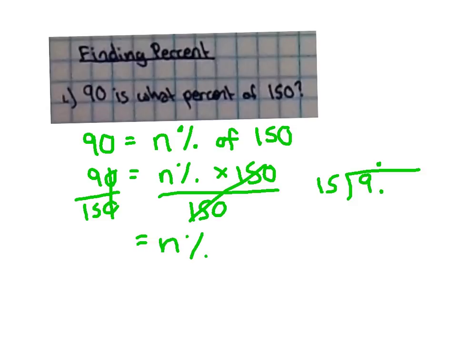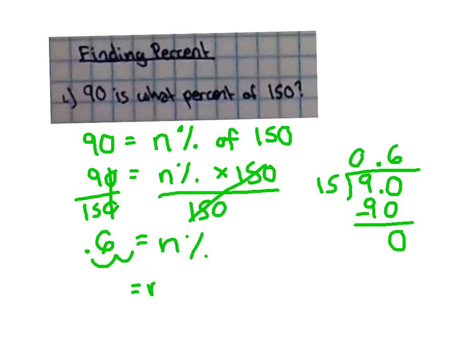So I just go ahead and divide. 15 cannot go into 9, so I add a 0. So 15 can go into 90 6 times. 6 times 15 is 90, and I get no remainder. Now, I have 0.6, but I need to change 0.6 to a percent. So to change 0.6 to a percent, you have to refer back to our notes from the prior section. You have to move your decimal point 2 times to the right. So n is equal to 60%, because 0.6 is 60%. Pause the video now if you need to copy down these steps and the work.